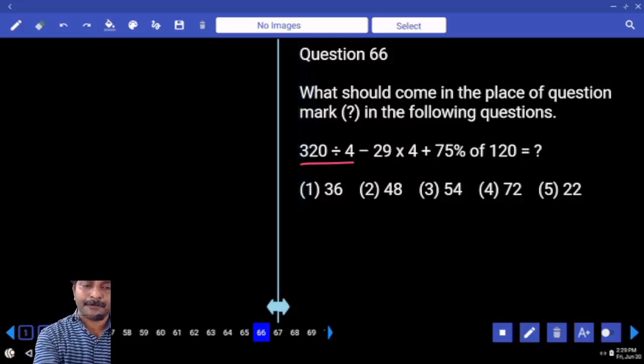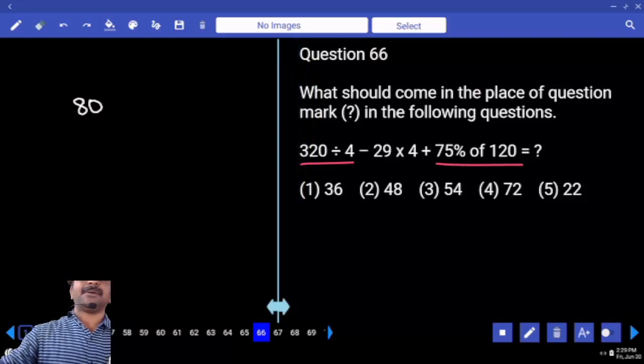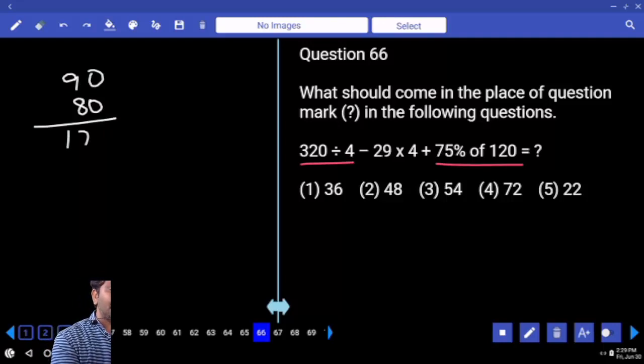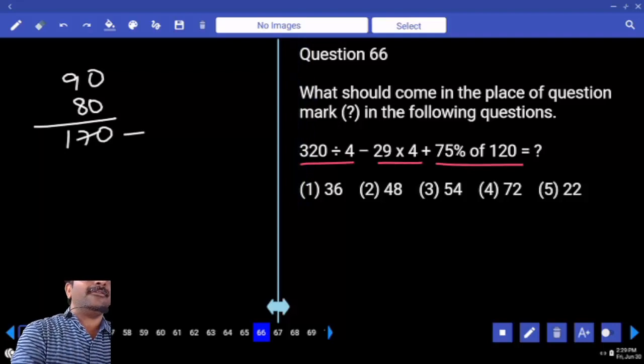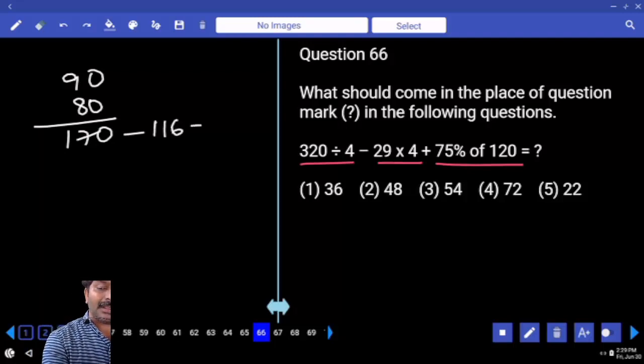320 by 4, 80. Let me write positive numbers. 75% of 120, half plus half only. How much is that? 90. Positive number sum is 170. Now I'll take negative number. 29 4 times. 29 I will treat it as 30 minus 1. 30 times 4 is 120 minus 1 time of 4, that is 120 minus 4, 116. Answer must end with 4. 54 final.